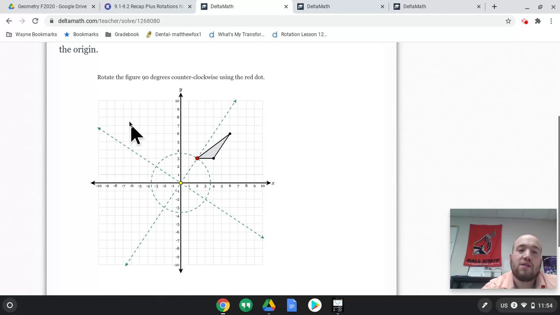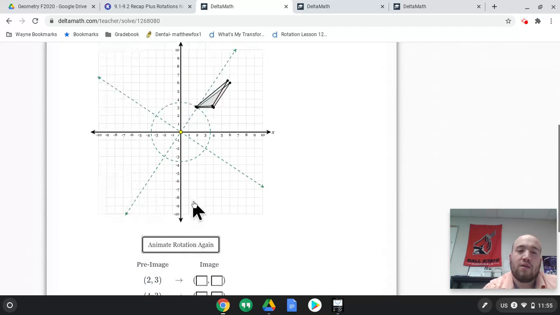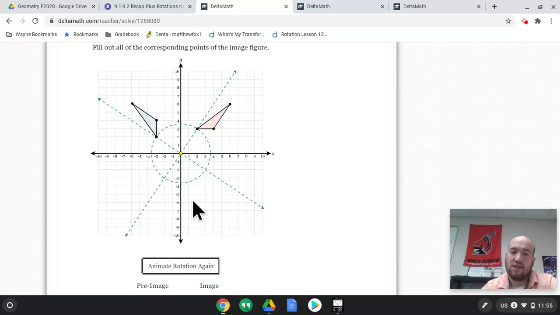Now the final thing, it says rotate the figure 90 degrees counterclockwise. So we know counterclockwise is to the left. I click it and I drag it, and 90 degrees will be when that red dot gets on there. Okay. Now, once again, you can animate your rotation if you want to see it in action. Animate it again. All right.